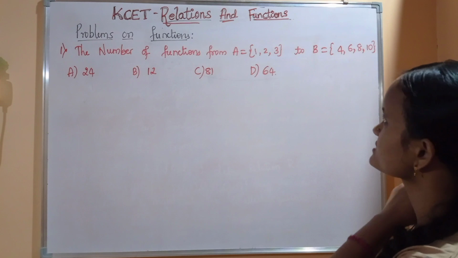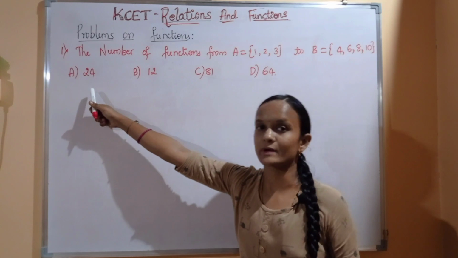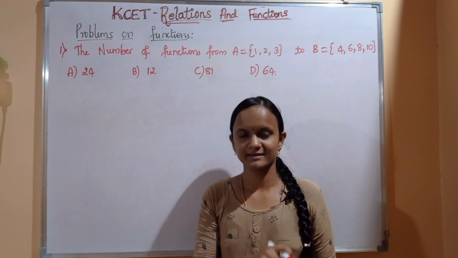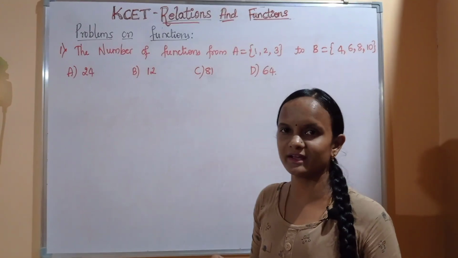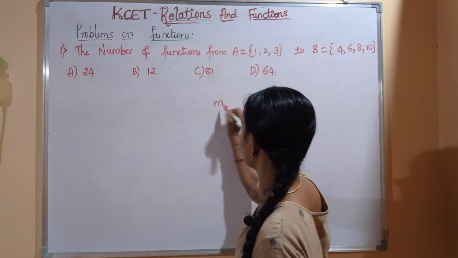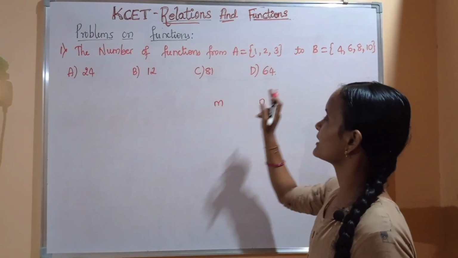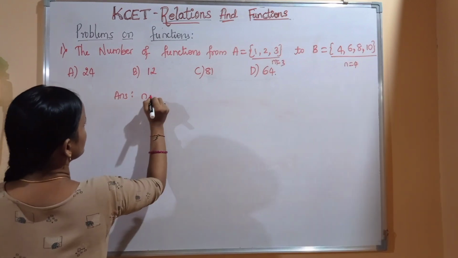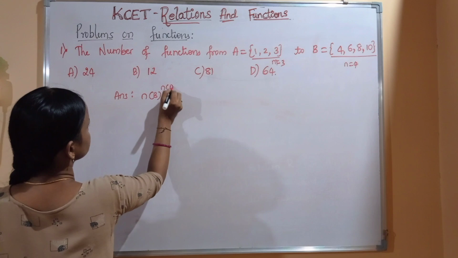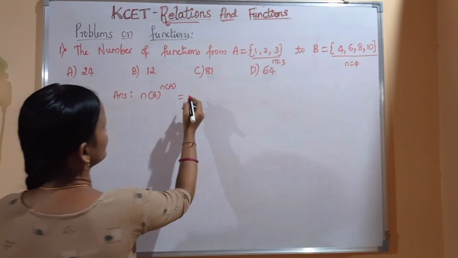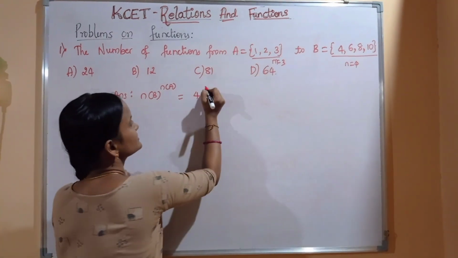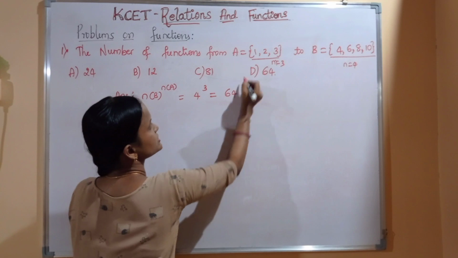The number of functions from A = {1, 2, 3} to B = {4, 6, 8, 10} is 24, 12, 81, 64. I have already given the table. You just check there. If A has m elements and B has n elements, then the number of functions is n raised to m, that is n(B) raised to n(A). How many elements are there in B? 4, right? In A, 3 elements, right? 4 cubed is 64. Option D is correct.